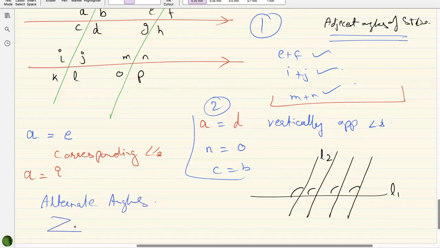Alternate angles are those where, if we make a Z, these two are alternate. Or if we make a Z in this way, these two are alternate. The lines have to be parallel for them to be named alternate. One of the pairs is C equal to J. Can you see that? C and J. So these are alternate.